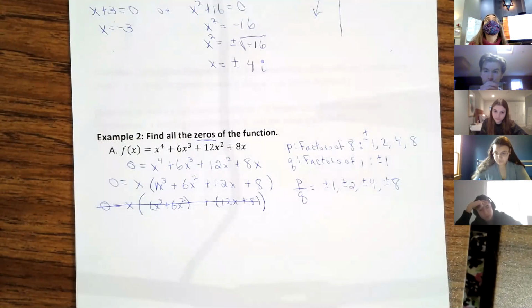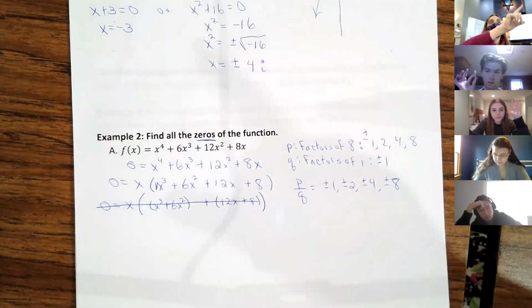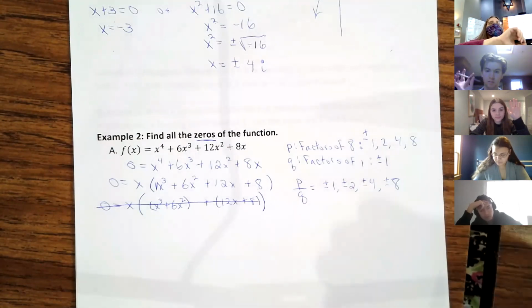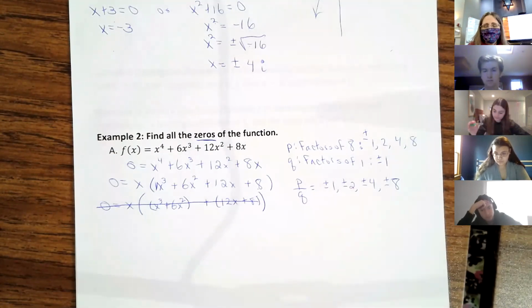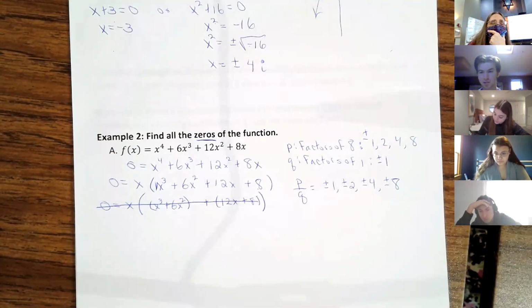I could plug it in, but I can narrow it down before. Okay, but I've got 8 choices. How can I narrow down my 8 choices? Graph it. It's nice that we're allowed to do that. Yep. So let's go back.